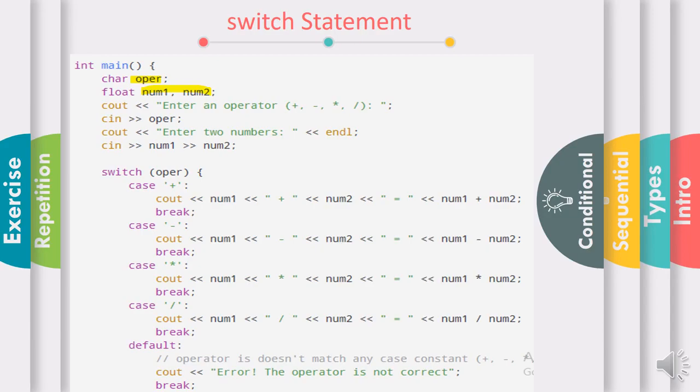First of all, there will be a message on the screen: enter an operator, addition, subtraction, multiplication or division. Whatever operator is entered by the user will be stored in the variable OPER. Now, the next message will be displayed on the screen: enter two numbers. The user will enter the numbers and those numbers will be stored in variables num1 and num2.